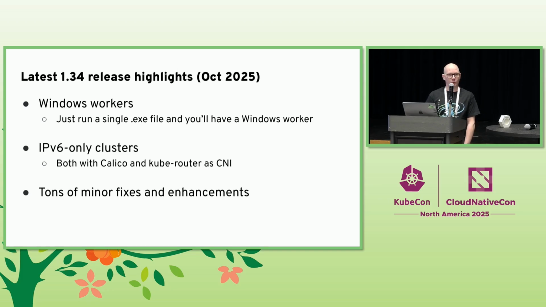That's pretty cool. We also support IPv6-only clusters. So for those who don't want to fiddle with legacy IPv4 anymore, we got you covered. It works with both Calico and kube-router, which are the built-in CNIs, and will probably work with any other CNI. I think they all support IPv6 nowadays. And then, of course, as usual, there's a ton of smaller fixes and enhancements, like in every single release.